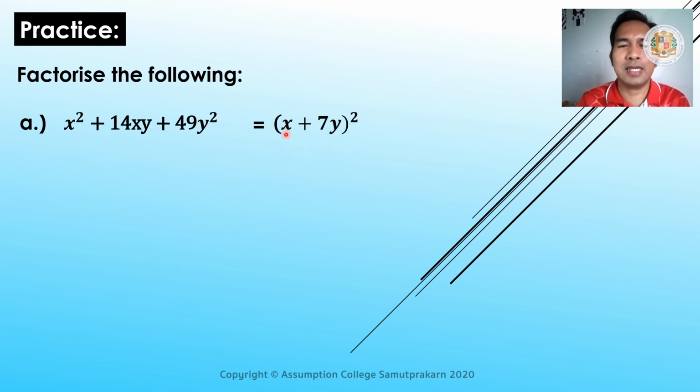But again, this is not sure that this is a perfect square. You must check the middle term first. So let's try to check the middle term. It implies 2ab. What is our a? Yes, our a is x, while our b is 7y.